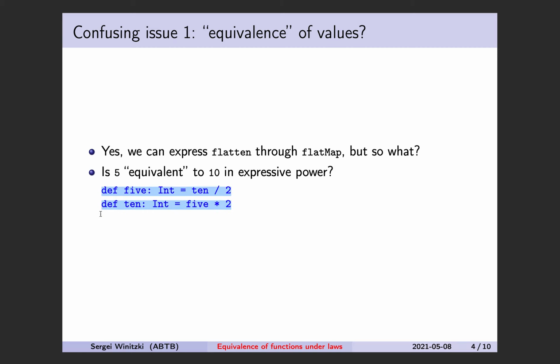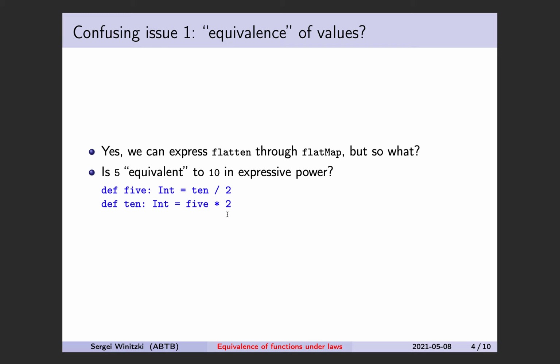Here's the code where I express integer 5 through 10, and I express integer 10 through 5. So does it help us in any way to say that 5 is equivalent to 10 in expressive power? You would never say this. 5 and 10 are just different values. They're not equivalent or inequivalent, they're just different values. They don't have expressive power, really. They're just numbers. You wouldn't say that they're equivalent. So what does it mean?